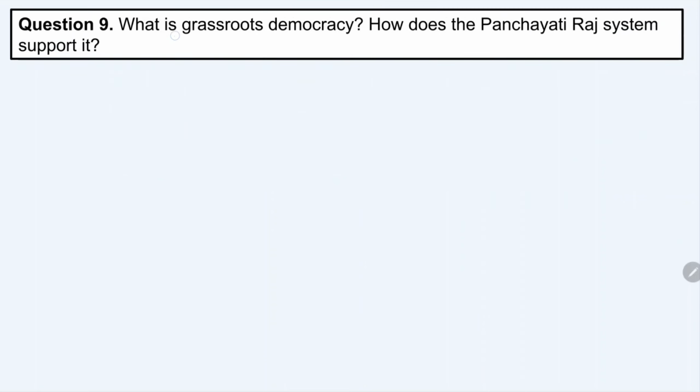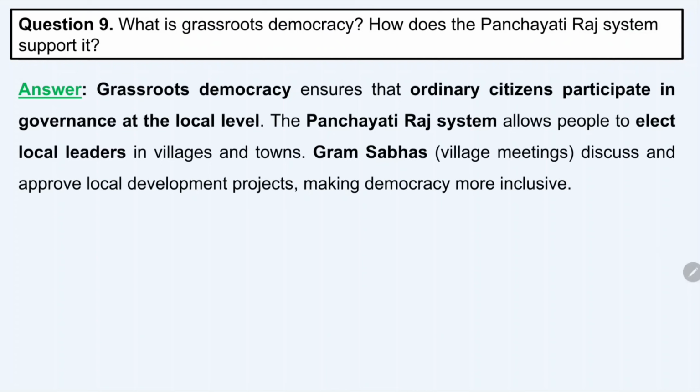So next question: what is grassroots democracy? How does the Panchayati Raj system support it? So what is this grassroots democracy? Grassroots means from the base level. This means giving power to the local people, local governments. So grassroots democracy ensures that ordinary citizens participate in governance at the local level. Like in your chapters 10, 11 and 12, we are studying completely about local government, that is the Panchayati Raj system, as well as the town municipalities, the urban local bodies. So grassroots is giving power and ensuring that all those ordinary citizens are participating in the governance.